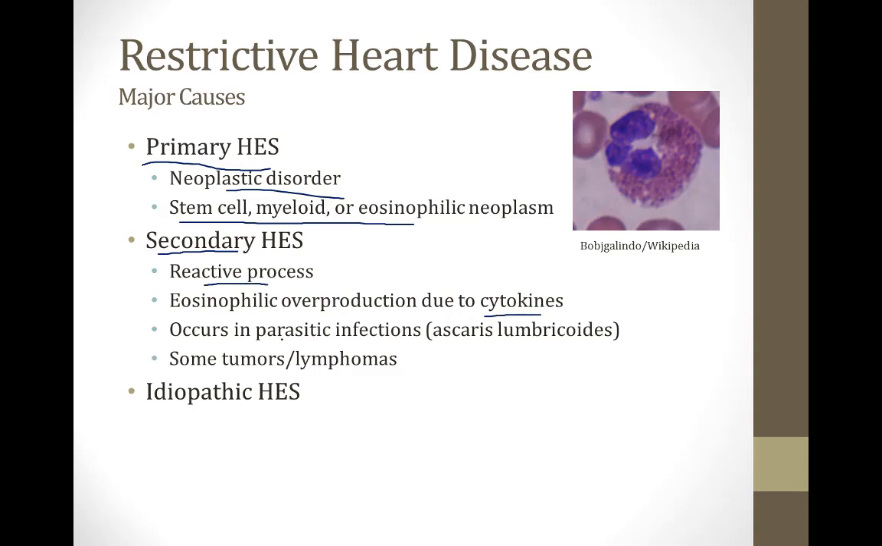This can be seen in parasitic infections. So patients who have chronic parasitic infections have an eosinophil response, and this can lead to a hypereosinophilic syndrome. One of the classic disorders to do this is Ascaris lumbricoides, which I discuss in the infectious disease section. Some patients also develop a secondary hypereosinophilic syndrome in response to tumors or lymphomas. And then finally, for many patients, they simply have an idiopathic hypereosinophilic syndrome where the cause is not clear.